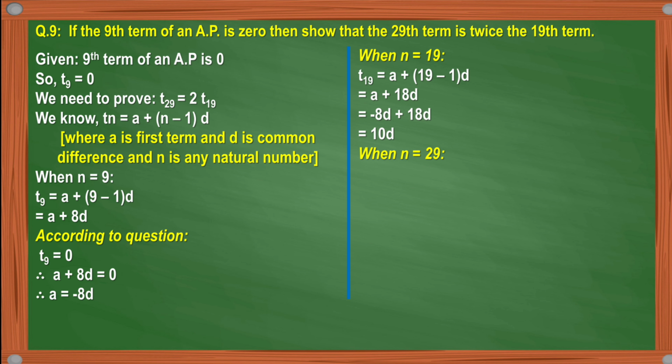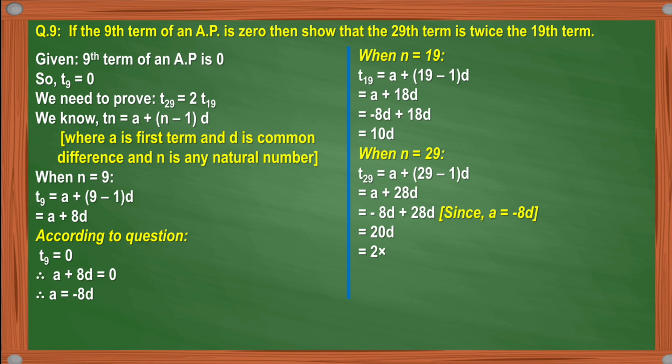Now when n equals 29, T29 is equal to a plus 29 minus 1 d, which is a plus 28d. The same way we put the value of a, minus 8d plus 28d, since a is minus 8d. When you subtract, you will get 20d. 20d means 2 multiplied by 10d. So T29 equals 2 multiplied by T19, because the value of T19 is 10d. Hence, it is proved that the 29th term is twice the 19th term.